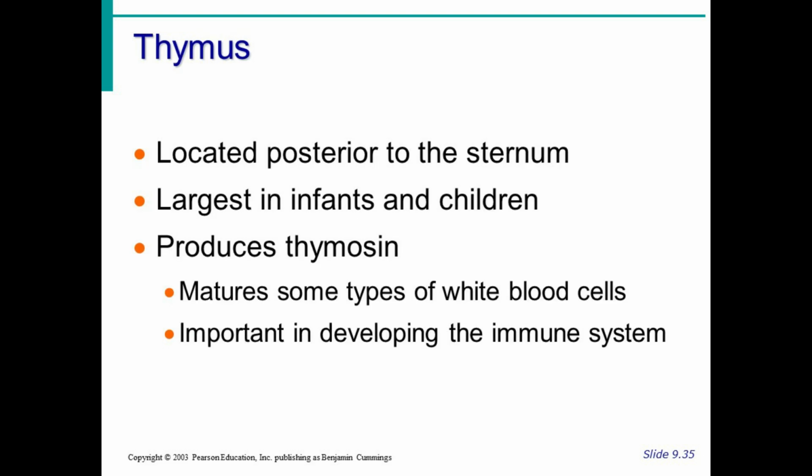Next gland is our thymus. It is located posterior to the sternum. It is largest in infants and children, and as we grow, our thymus gets smaller. It produces the hormone thymosin, matures some types of white blood cells, and is important in developing the immune system. So more discussion of the thymus will be tackled in your immune system. Again, our thymus is both endocrine and for our body defense.